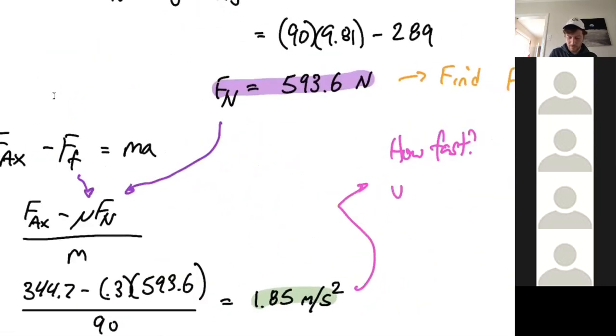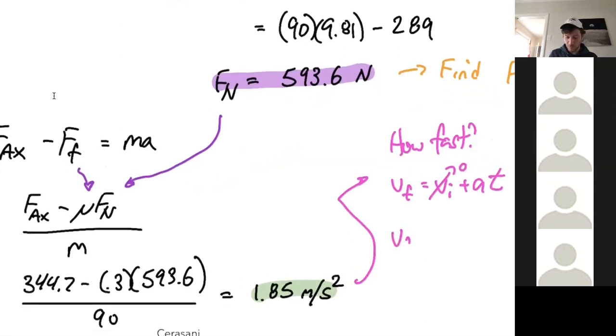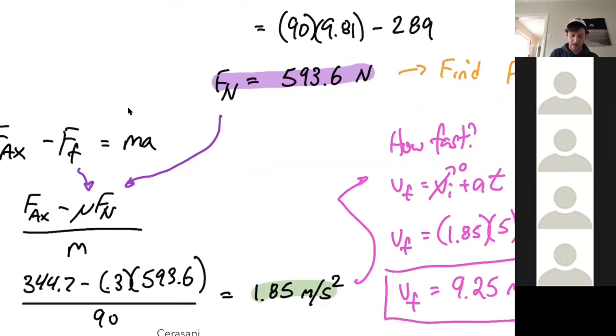So V final is equal to V initial plus AT. We know we start from rest. That's beautiful. So our final speed is just going to be our acceleration times the 5 seconds, which gives us a final speed of 9.25 meters per second. And that right there, we can put a box around it. We can highlight it. That is our final answer because that's what the question asks for.